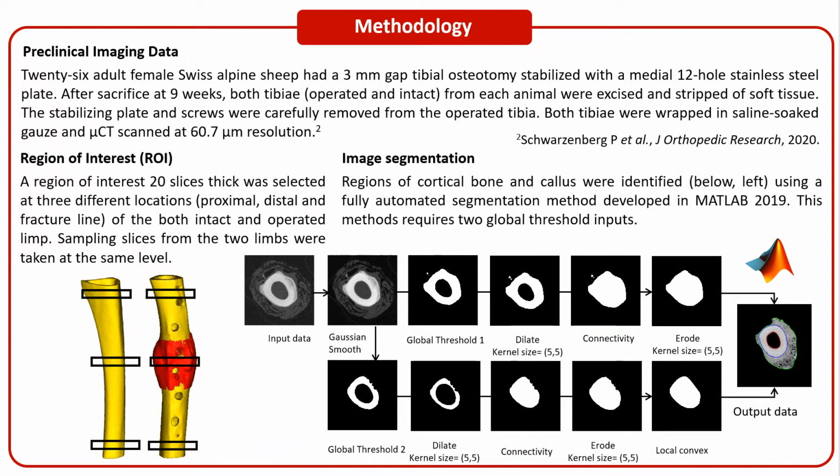The imaging comes from a previous study of 26 sheep that had a 3 mm gap tibial osteotomy stabilized with a medial 12-hole stainless steel plate. The region of interest was selected at 3 different locations shown in the figure: proximal, distal, and mid-shaft, at both intact and operated limbs. We built semi-automatic image segmentation tools in my lab to segment out cortical bone and callus. The workflow is shown below.